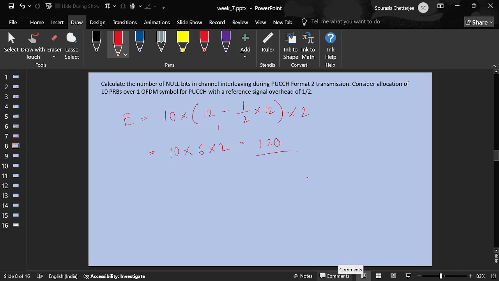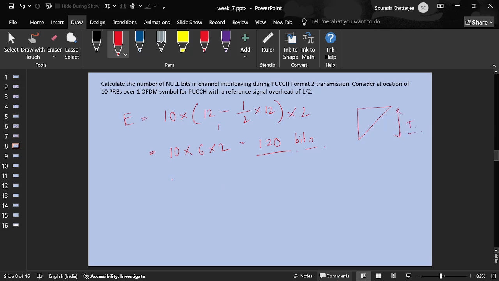I have 120 bits that are being allocated to me for PUCCH format 2 transmission. How should I calculate the null bits that are required during channel interleaving? So it's about that isosceles triangle formation that we discussed.